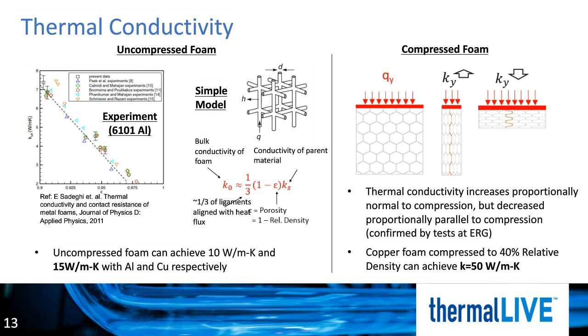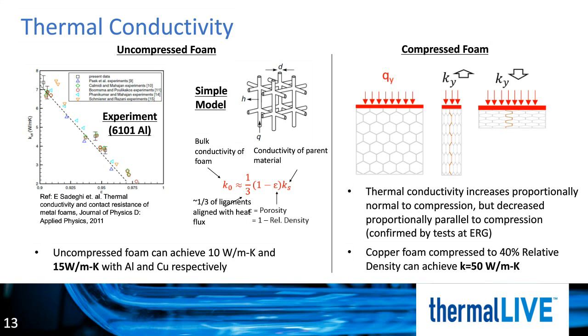Uncompressed foam can be produced with thermal conductivities of up to 10 or 15 watts per meter Kelvin for aluminum and copper respectively. But as noted on the previous slide, we can increase this dramatically by mechanical compression. Copper foam compressed to 40% relative density can achieve thermal conductivities of 50 watts per meter Kelvin. However, it is absolutely crucial that one applies the compression perpendicular to the heat flux direction.